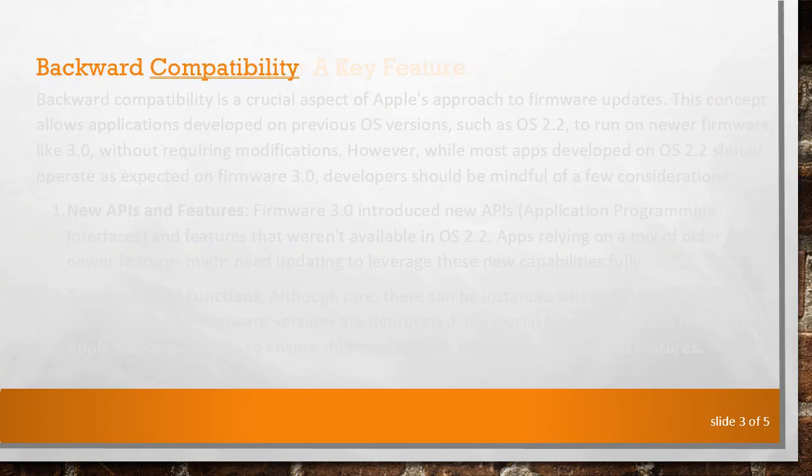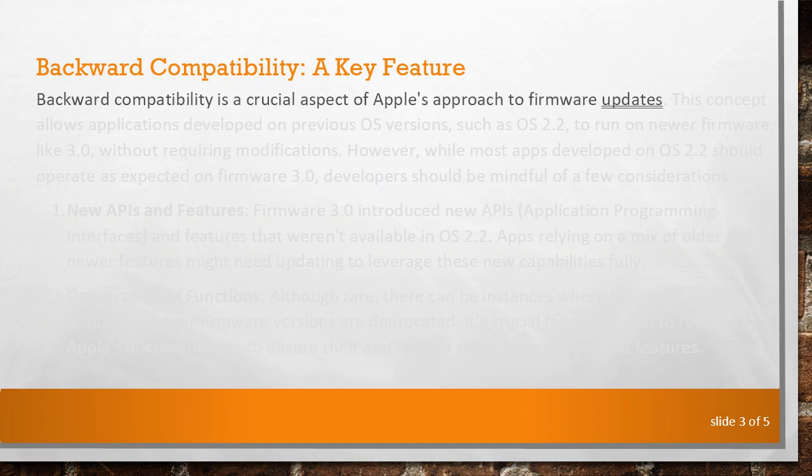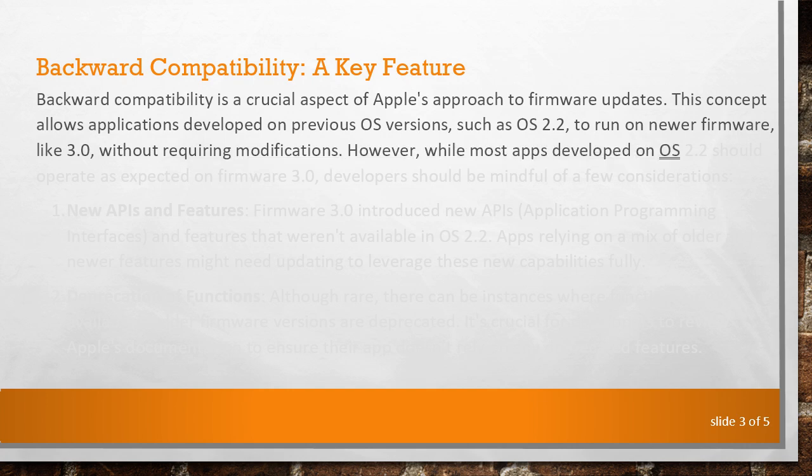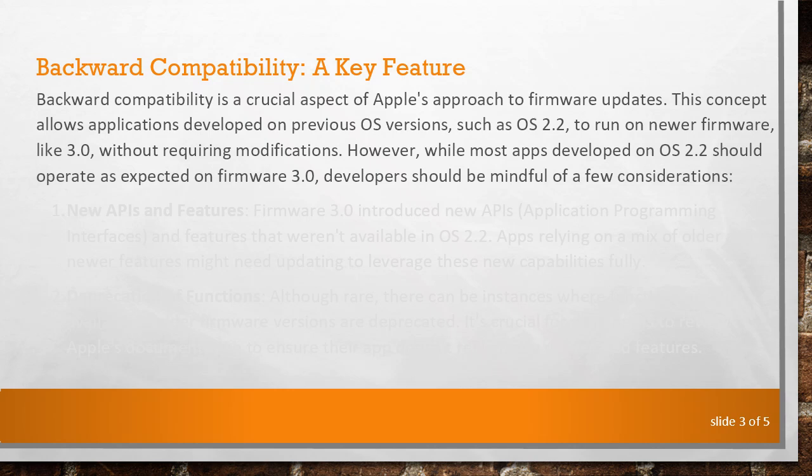Backward compatibility, a key feature. Backward compatibility is a crucial aspect of Apple's approach to firmware updates. This concept allows applications developed on previous OS versions, such as OS 2.2, to run on newer firmware, like 3.0, without requiring modifications. However, while most apps developed on OS 2.2 should operate as expected on firmware 3.0, developers should be mindful of a few considerations.